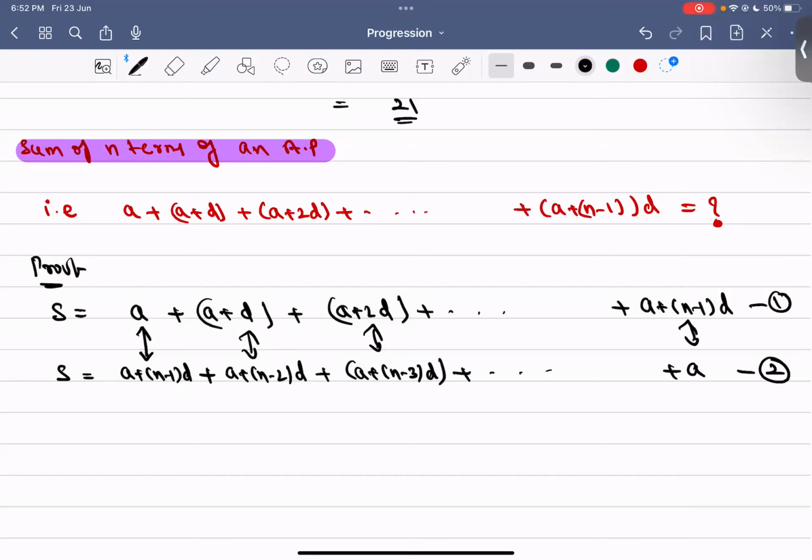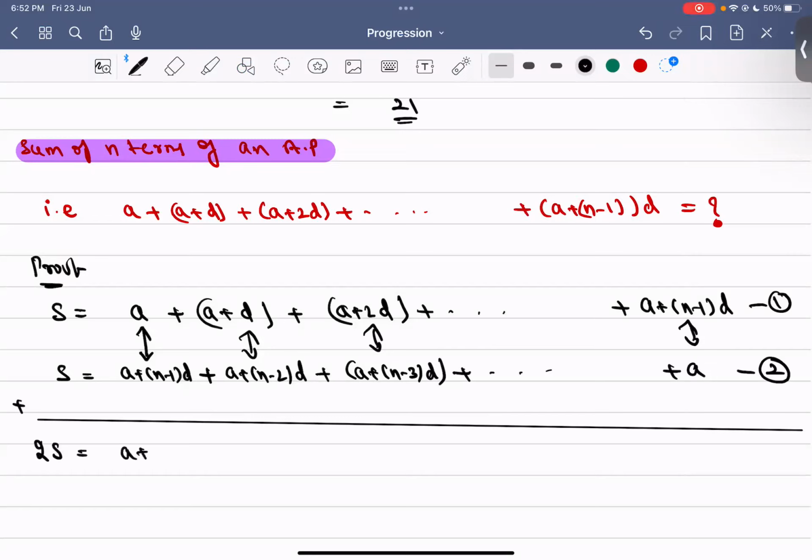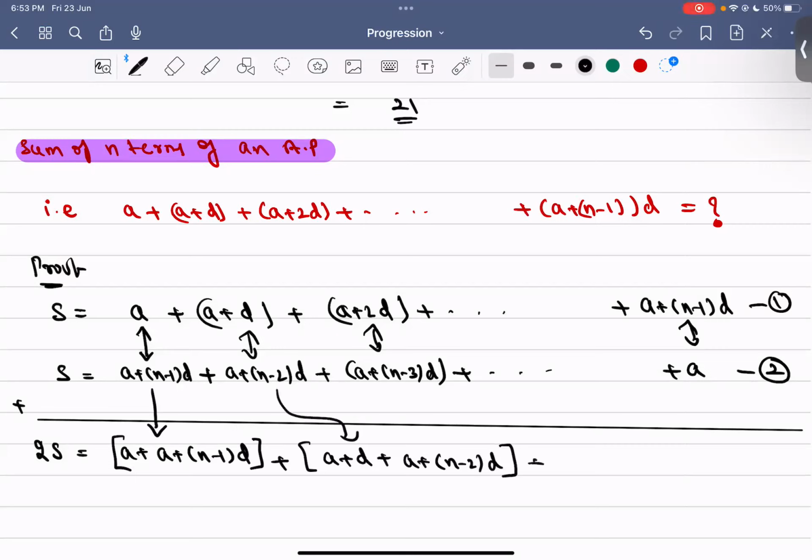Now what you do? Add corresponding terms. That's it. If you add S plus S, same as 1 plus 2 plus 3 and so on. Now the first bracket is A plus (N minus 1) into D. The second one is A plus D plus A plus (N minus 2) into D. The third one is A plus 2D plus A plus (N minus 3) into D.